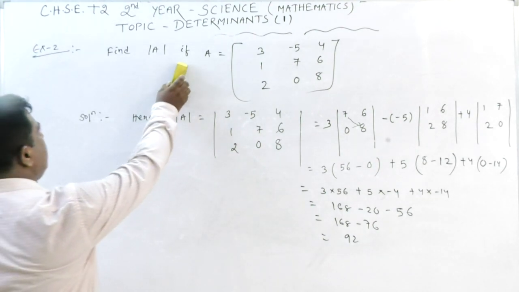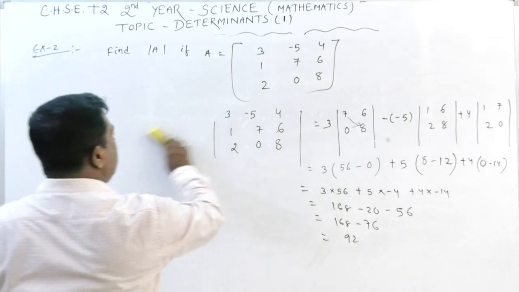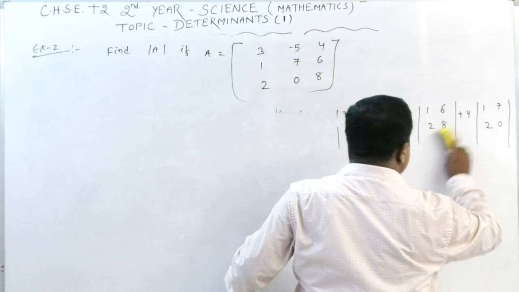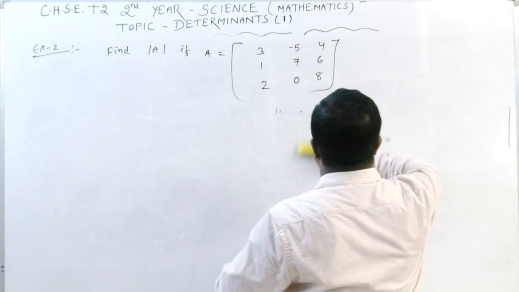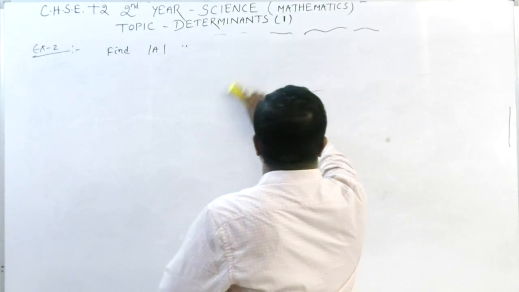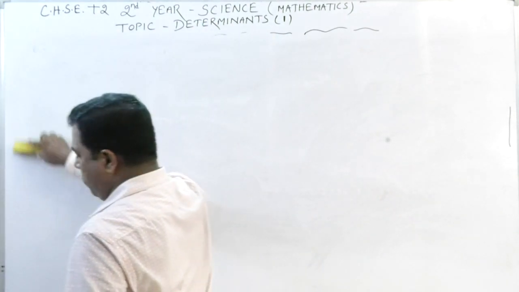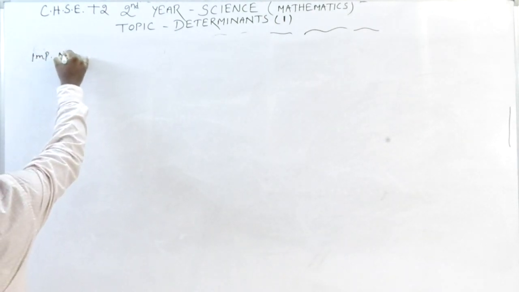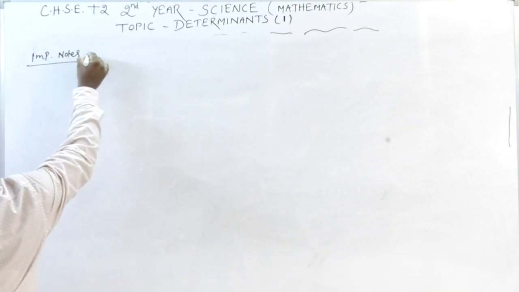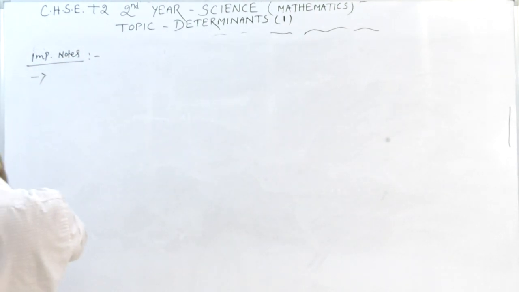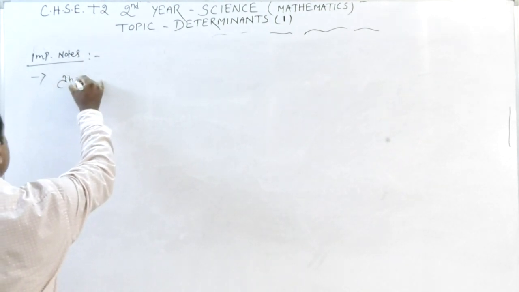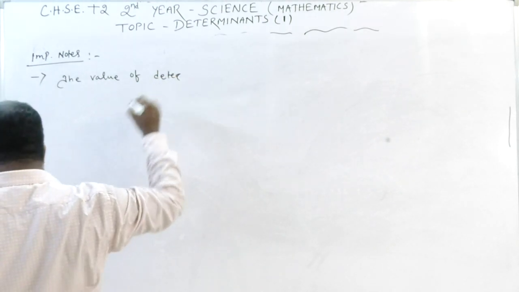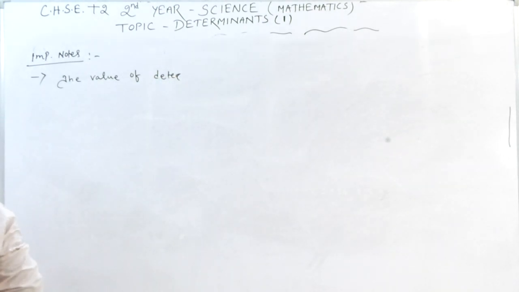So with this I am going to write some of the important notes. Write down and look at them or verify them. The first one says important notes. The first one says the value of the determinant is same when expanded by any row or by any column.